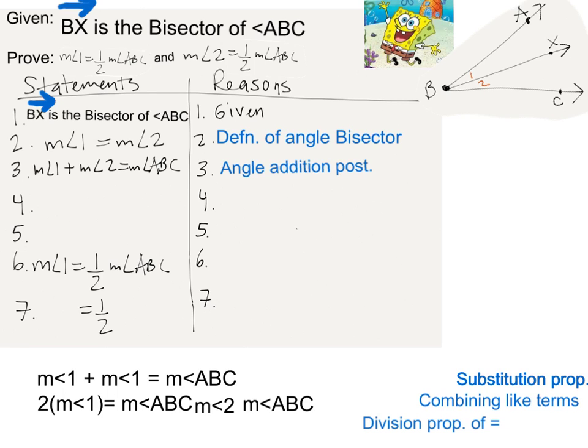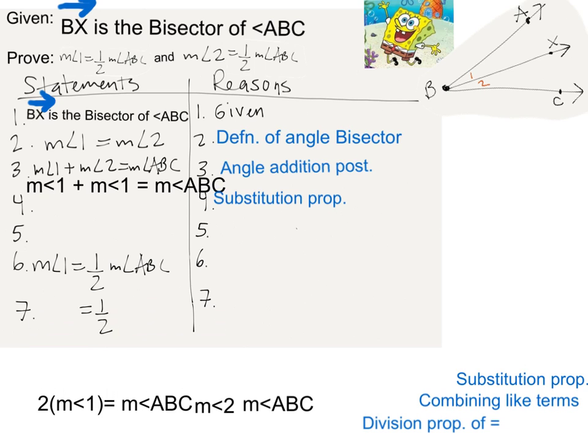All right, the next one requires a little bit of brain power here. I'm going to go ahead and give you the reason. The reason is going to be the substitution property, and let's see if you can figure out how I'm going to use the substitution property. I'm going to take this equation here, and I'm going to substitute in something that's equal to the measure of angle 2. Well, I know that the measure of angle 1 is equal to the measure of angle 2.